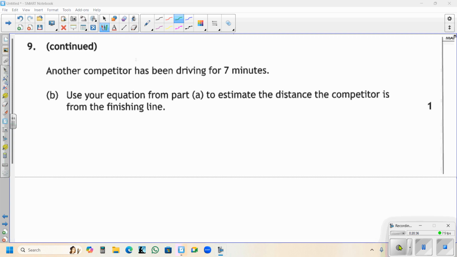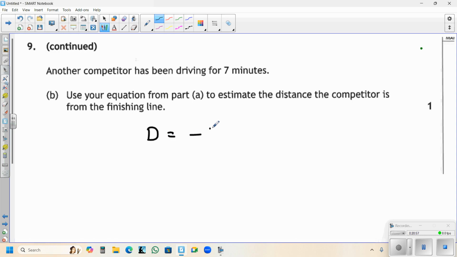Now for these questions, you always get asked to make some sort of a calculation from your equation. So it says another competitor has been driving for 7 minutes. Use your equation from part A to estimate the distance the competitor is from the finishing line. So we look back. What did we work out? We worked out that the distance d was equal to negative 2 times t plus 32. So what are they telling me? They're telling me that the person has been driving for 7 minutes. So t is 7 minutes. And they want me to work out the distance.